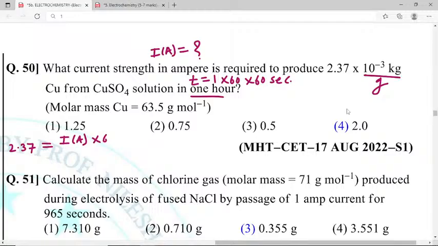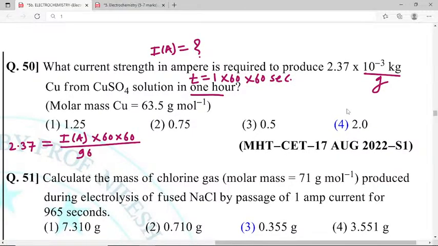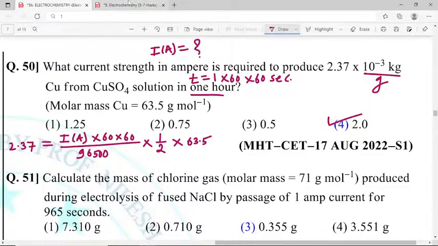Time is 60 multiplied by 60. This whole divided by 96500 multiplied by the mole ratio. What is the mole ratio? Copper 1/2, multiplied by molar mass 63.5. If you solve this, we'll get the answer 2.0. Please check. And this is the formula we have to use here.